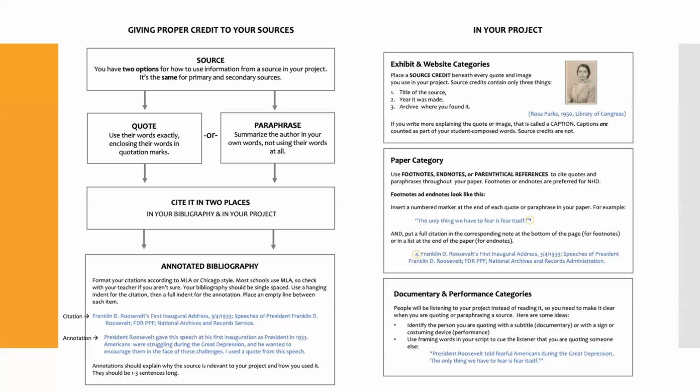And so I have just some basics, very brief, on what the annotated bibliography is. But then they also need to cite quotes and paraphrases in the project itself. So if they're doing an exhibit or a website, they need to provide a source credit beneath every quote and image in the project. The source credits contain the title of the source, the year it was made, and the archive where the student found it. If they write more about that image or quote, then they're creating what we call a caption. That's different from a source credit.